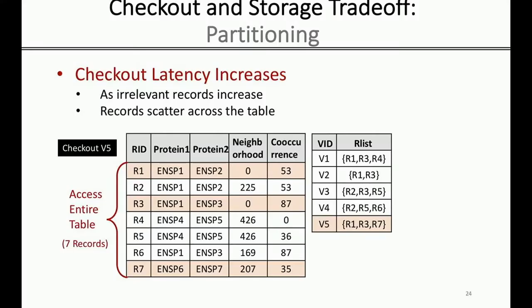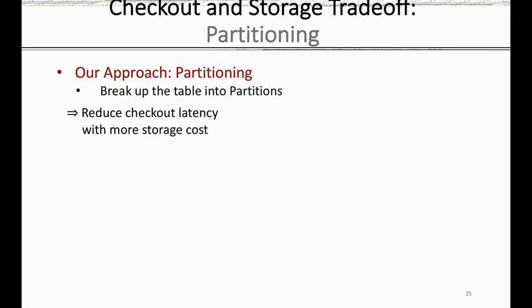So for example, here, if we want to check out version 5, even if it only has 3 records, we are actually accessing the entire table with 7 records. So how can we eliminate accessing irrelevant records? What we propose is that we can partition the big table into subtables so that we can reduce the checkout latency, but maybe at the cost of some more storage consumption.